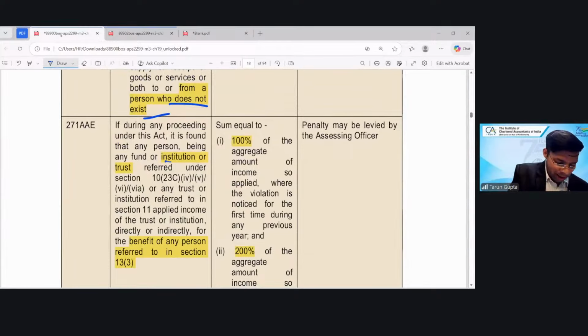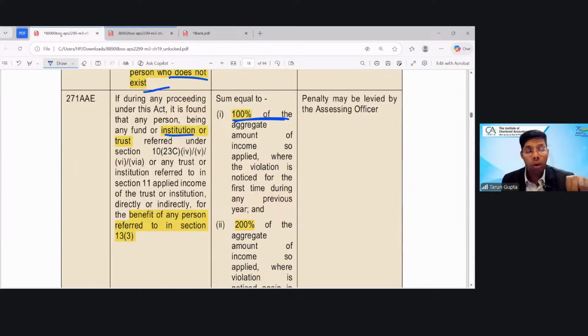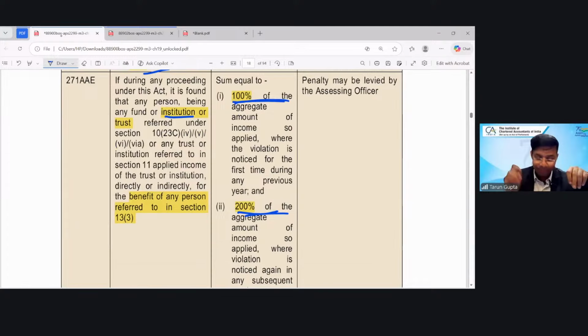271AA. It's a penalty if a trust or institution registered under section 10(23C) or section 12A gives any benefit to a specified person. Specified person means the author, founder, relative of such author, person who has made substantial contribution, all this. Then in such a case, the penalty is equal to 100% of the benefit provided. If there's a subsequent default, then 200%.